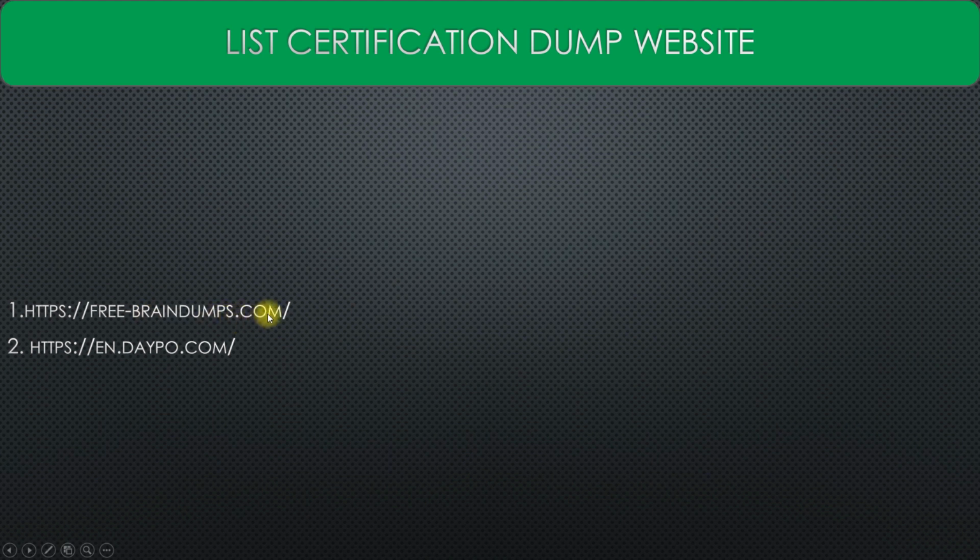Okay, then next one is the list of certification dump websites. These are two free dump websites where you can get free dumps. The first one is freebraindumps.com. Here, in the free section, you will mostly get 40 questions, and I can assure you the latest dumps will be available over here.